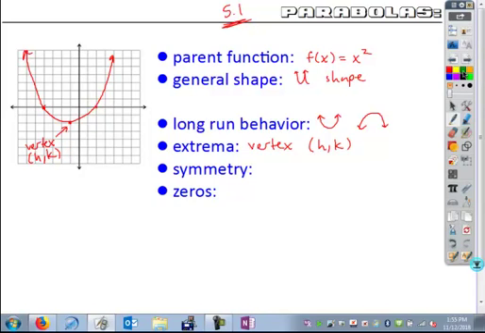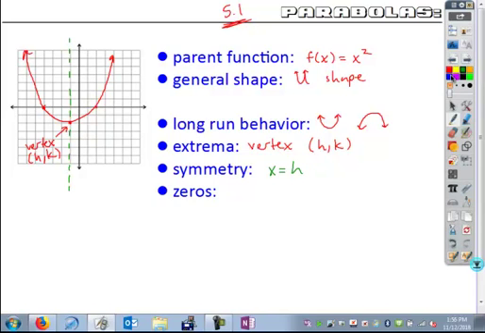One of the things to keep in mind about a parabola is that it is symmetric about a vertical line that passes through its vertex. So it has symmetry across the line x equals h, where h is the x-coordinate of your vertex.